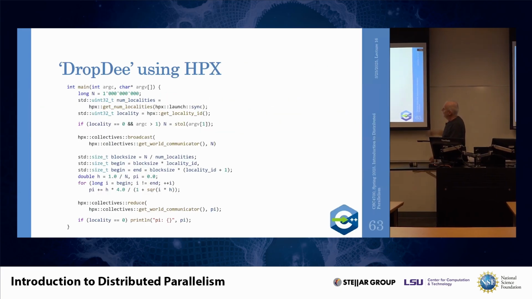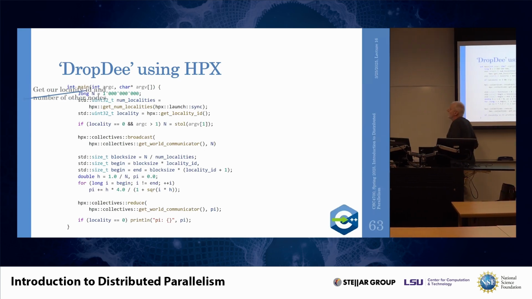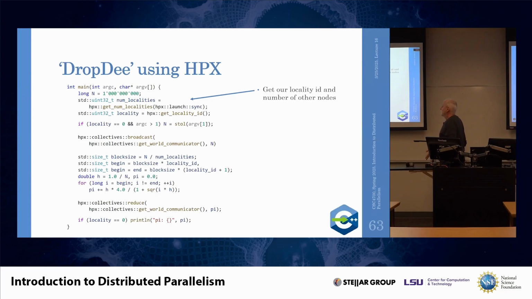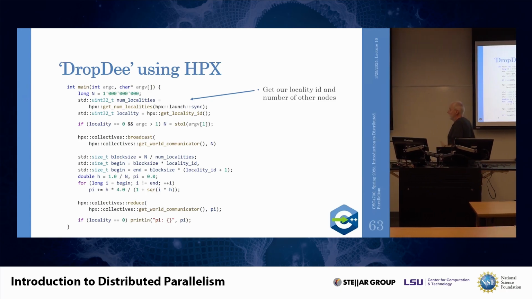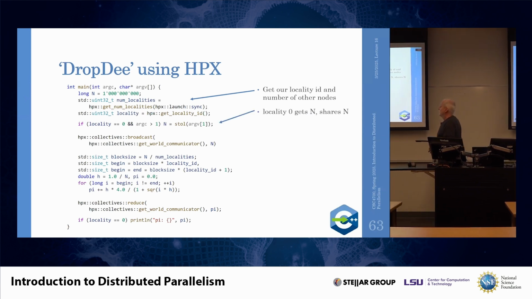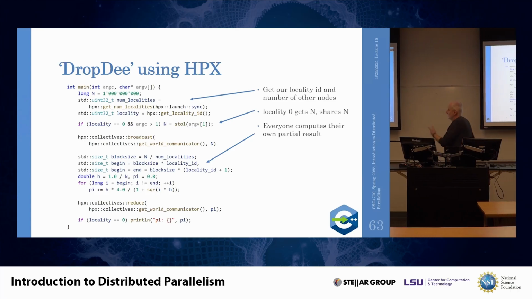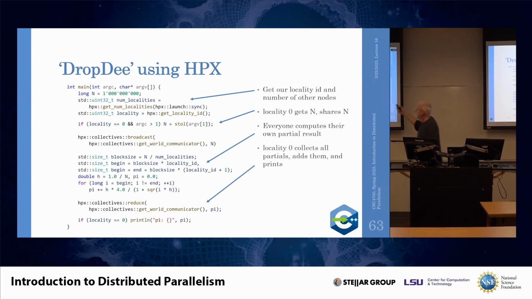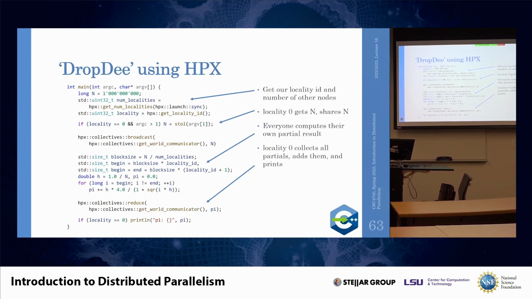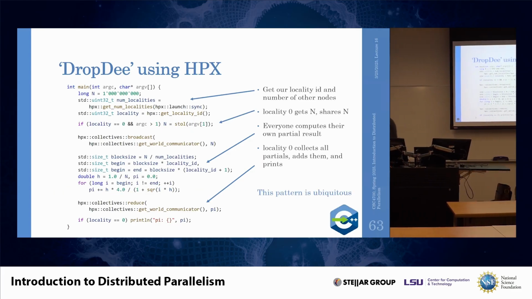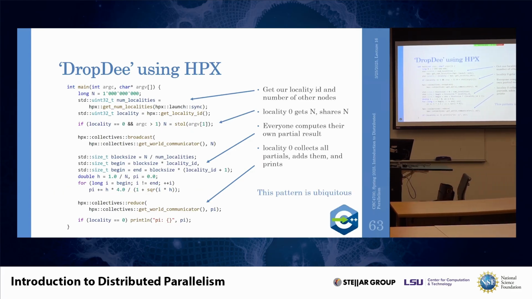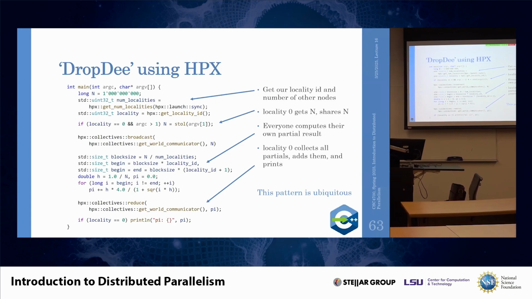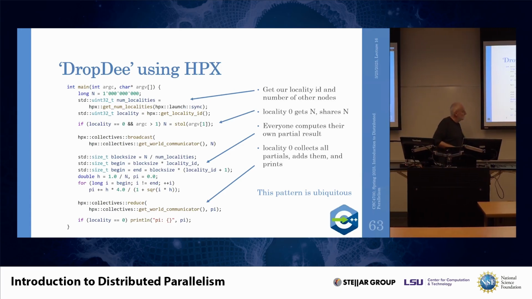So this is a complete program when you use HPX. Again, in the beginning, we get our locality ID and the number of attached processes. We get n from the command line. We share n over the wire with all others. We do our local computation. We do the reduction in the end, and locality 0 collects all partials and sums them up. And on locality 0, we print our desired result, because only there we need it. You don't want to have it printed 10,000 times on your terminal, right? You need it once. So you want to print the result only once.